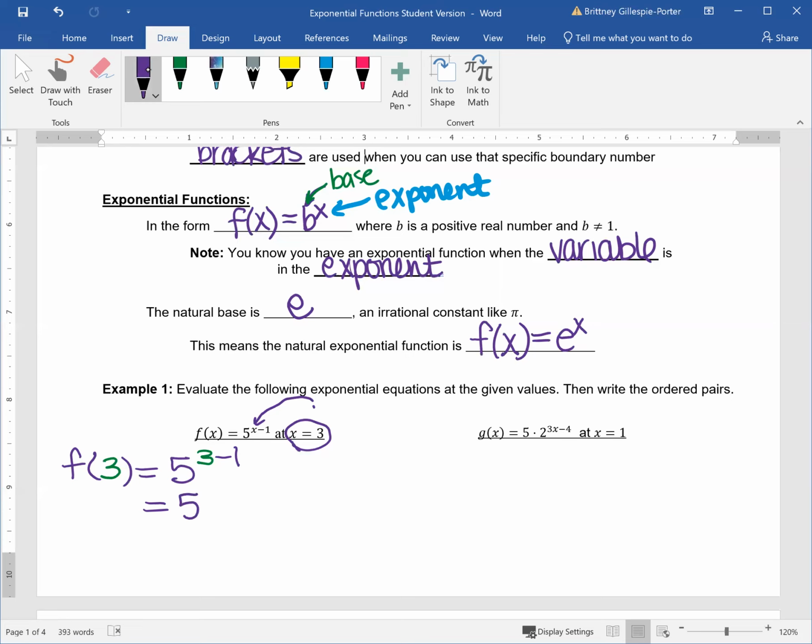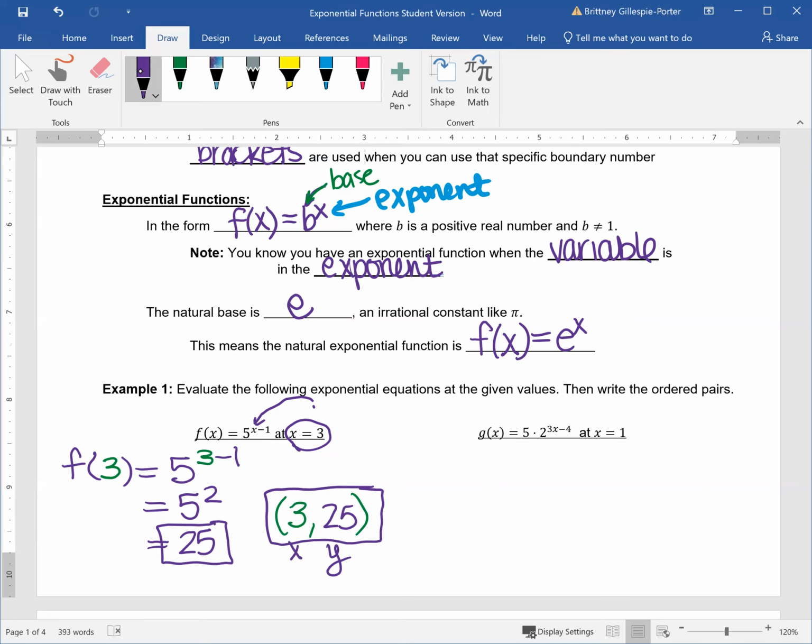3 minus 1 gets us 2. So 5 squared. And remember, 5 squared is not 5 times 2. It's 5 times 5, which gets us 25. Our x value that we plugged in was 3. And the y value is what we got out, the f of 3, which is 25. So our ordered pair is 3, 25. Remember, x always comes first, y comes second in your ordered pair.